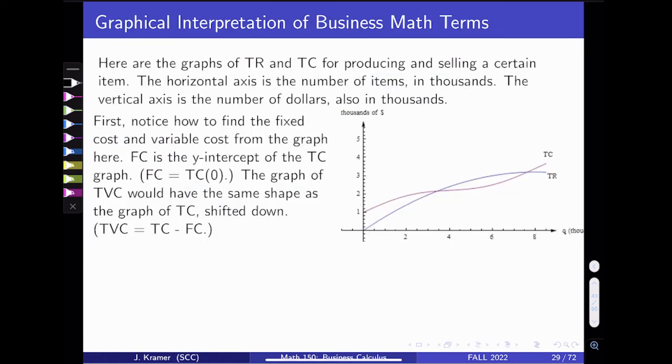Here are the graphs for total revenue and total cost for producing and selling a certain item. The horizontal axis is the number of items in thousands. That's your Q axis. The vertical axis is the number of dollars, also in thousands. First, notice how to find the fixed cost and variable cost from the graph. Here, fixed cost is the y-intercept of the total cost graph. That is when TC is evaluated at 0. The graph of the total variable cost would have the same shape as the graph of total cost, shifted down. So total variable cost is total cost minus fixed cost.